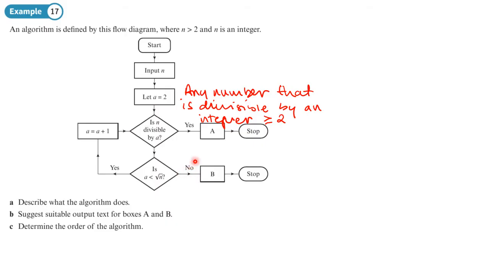That means then that any number that isn't divisible by an integer greater than or equal to 2 is going to end up here. And these must be the prime numbers. Prime numbers are those numbers that are only divisible by 1 and themselves. Now we're starting from a equals 2, so prime numbers are not going to end up here. And we never get to find if a number is divisible by itself, because basically when the value of a is greater than the square root of the number, we stop.